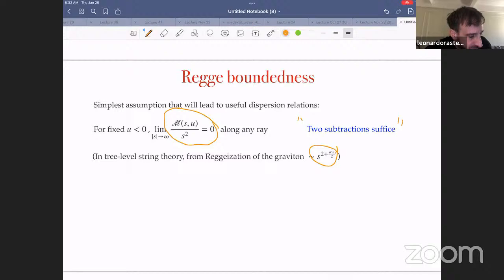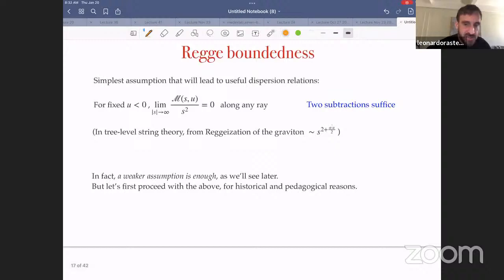Now, in fact, and this is a point that I've known for a few months because our friends told us, but has been nicely emphasized in the paper that appeared yesterday by Caron-Huot, Simmons-Duffin, and others, we will, in fact, need a weaker assumption. So if you are worried that this is too strong, I will actually explain later that it's actually not strictly needed. Something weaker is enough. But I will for now use this stronger assumption, both for historical reasons and also for pedagogical reasons, because it makes the discussion a little bit easier.